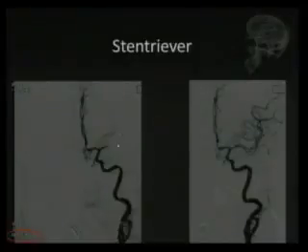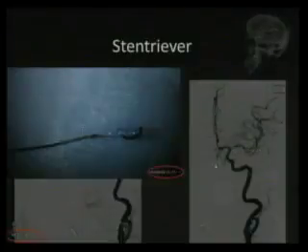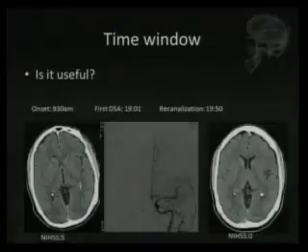Another example, 10:52, we started with, in this case, the left MCA that's blocked. There's nothing here. And after 1 pass, we were able to just retrieve that little clot. We can see that elongated clot at 11:11. So just about 20 minutes after, we were able to reperfuse.